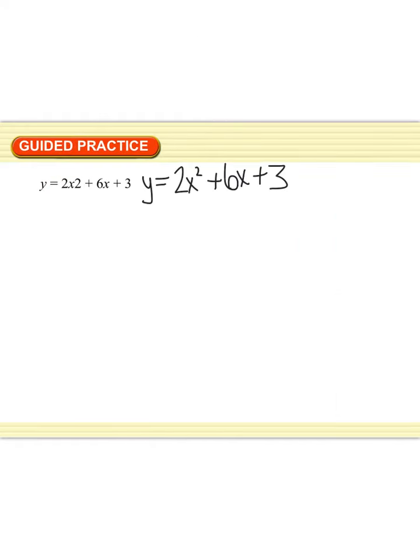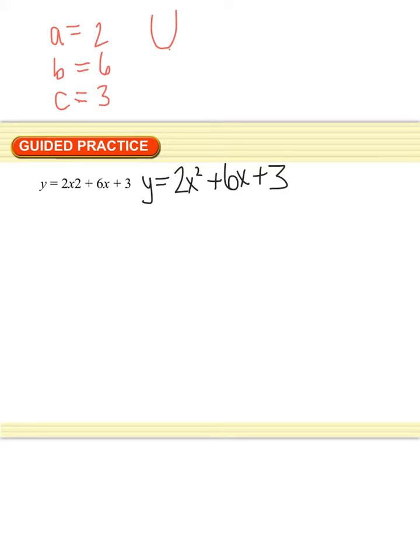Okay, let's look at another example. So step 1, I always like to identify my coefficients. So my a value is 2, my b value is 6, and our c is 3. So step 1 says we need to decide if it's opening up or opening down. Well, I noticed that 2, my a value, is a positive number, so I know that our parabola will be opening up.